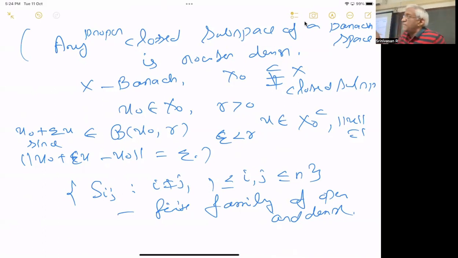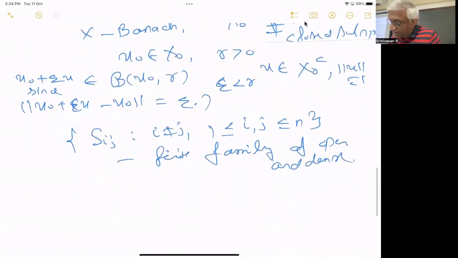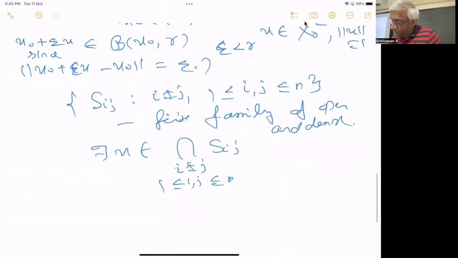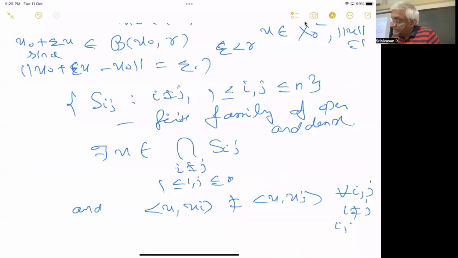So if you have a finite family of open and dense sets, two dense subsets need not even intersect. Rationals and irrationals don't intersect. But if they are open and dense, they have to intersect. So their intersection is this. So there exists a U in the intersection of these Sij, i not equal to j and i, j less than or equal to n, greater than or equal to 1. There exists a U, and for this U, Ui is not equal to Uj for all i, j, i not equal to j, and i, j less than or equal to n, greater than or equal to 1.